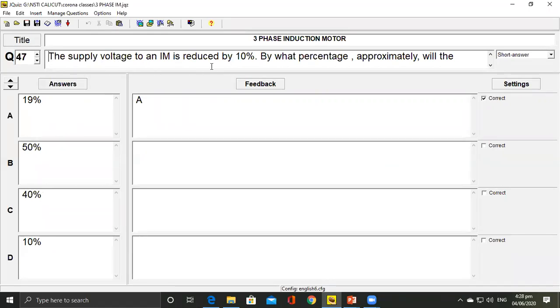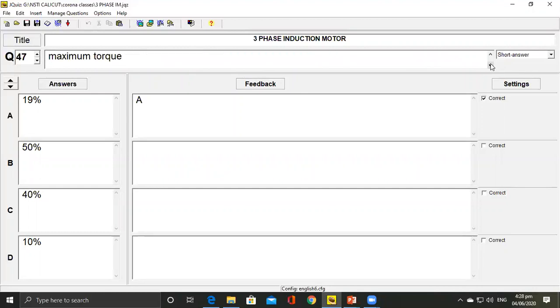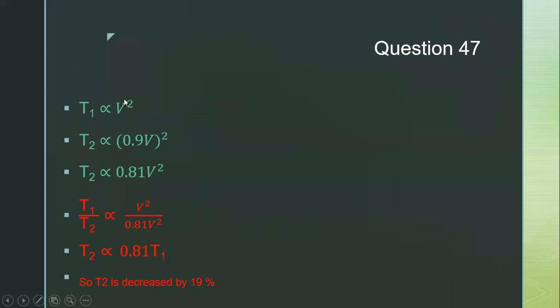So when the voltage is reduced by 10%, what will be changing in the maximum torque? We already discussed that starting torque is directly proportional to the applied voltage square. So the first time, T1 is directly proportional to V square. The second time, T2, the voltage is decreased by 10%, so it will be 90%, or 0.9 V, where V is 100%. It will be 0.9 V the whole square.